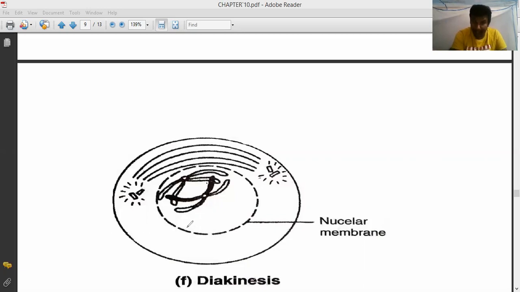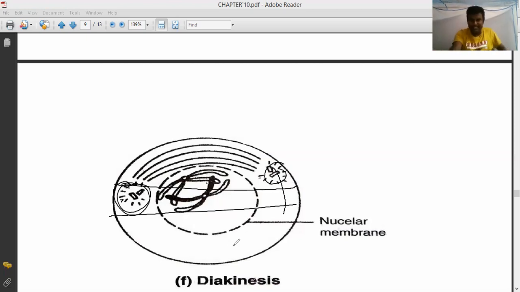Actually, the diagram also shows this, but they did not give it. So these are what I have drawn. They are moved to the center. The centrioles move slowly towards the poles; one is already settled at the opposite pole, and the other also comes and settles exactly there. These are all the changes that take place in diakinesis.